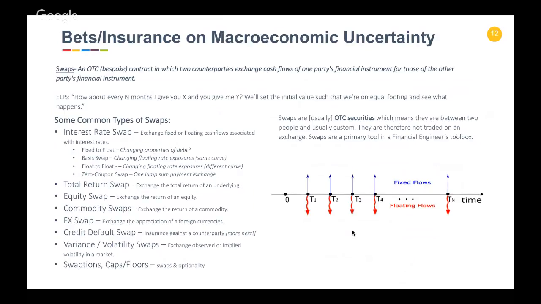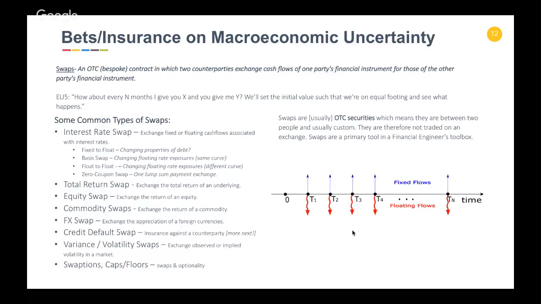So those are the ways of hedging on future price. Now we can talk about ways to hedge on other types of macroeconomic uncertainty. Again, we're venturing more into the realm of OTC securities, which are bespoke. There definitely is standardization among these types, but typically a lot of these are not listed on an exchange.